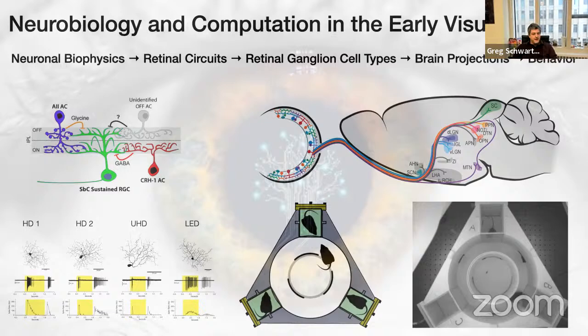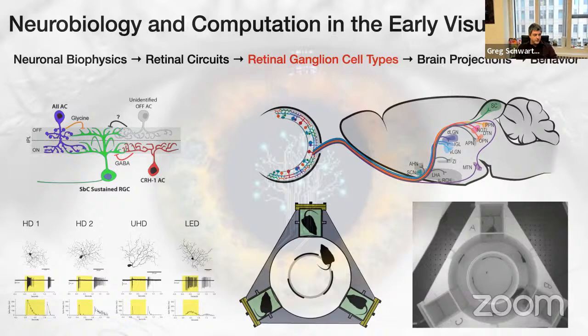But now our lab is also working on brain projections of each of those types to the many different targets in the brain and social behavior in mice, actually. So here's our setup of mice walking around and interacting with each other with vision only. So today's story is going to move backwards down this tree. Started with retinal ganglion cell types, move backward into the circuits that serve them, and we're going to end with some questions about biophysics in bipolar cells.